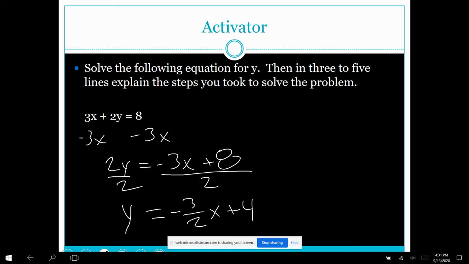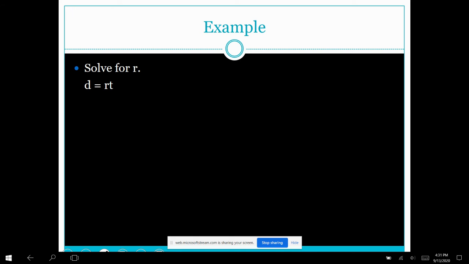You have been solving literal equations for a long time. We're just going to look at some examples that are a little bit more complicated. Some are easy, some are a little bit more challenging.